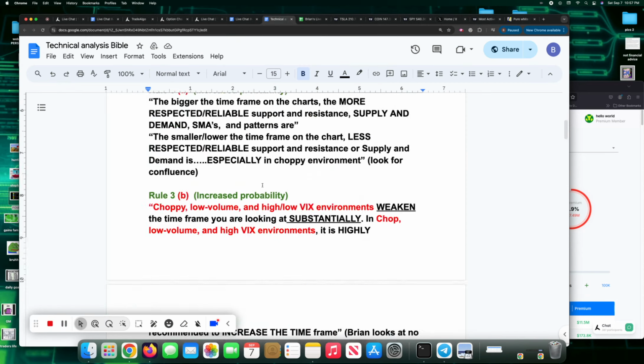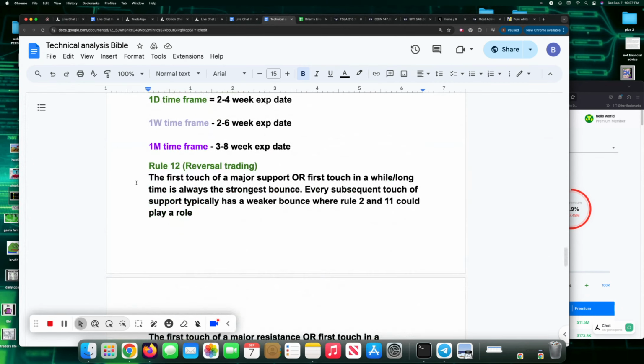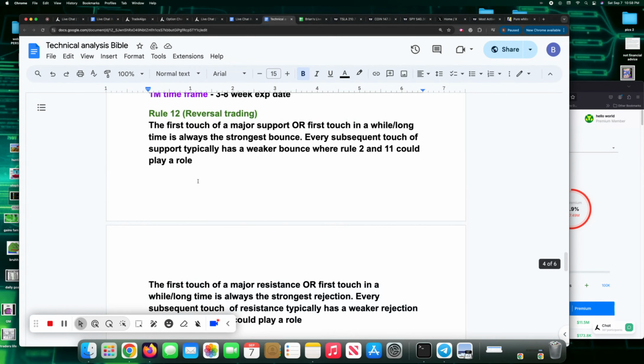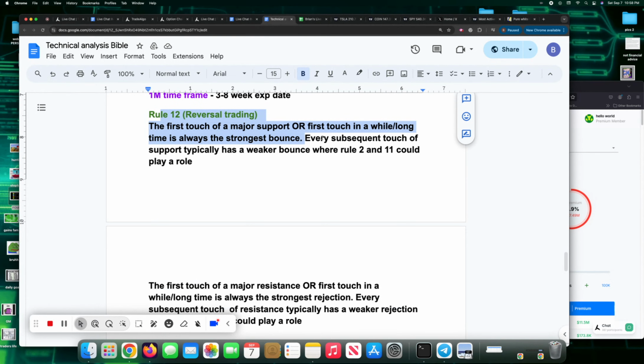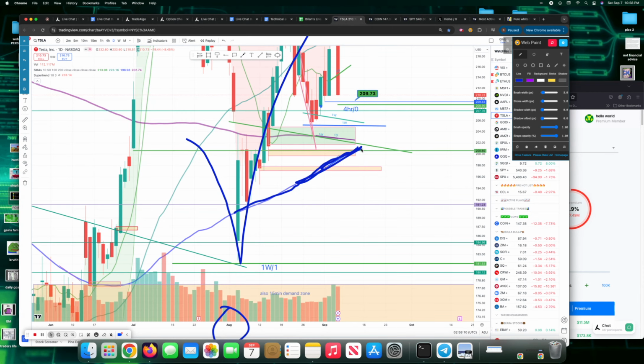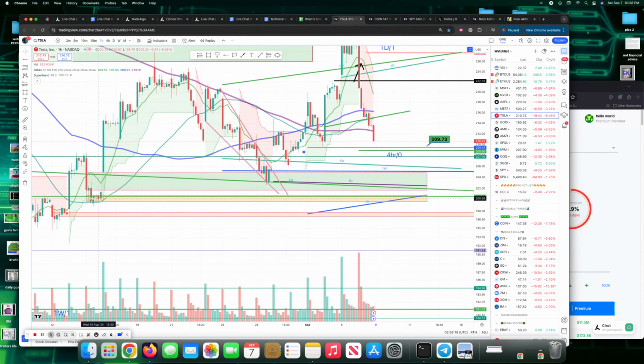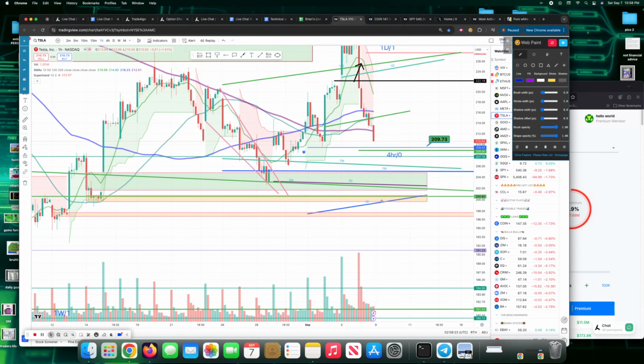And again, I keep going back to the rules because they work like clockwork, guys. But you're not going to know them unless you really know them through repetition. The first touch of a major support, or first touch in a while, is typically the strongest bounce. So we have the first touch in a while on the daily 100 simple moving average, and we have the first touch of demand since it was created back here. So this is like a double whammy. This is what I mean by look for double, triple, quadruple supports. Support and demand, that is what we call a high confidence setup.